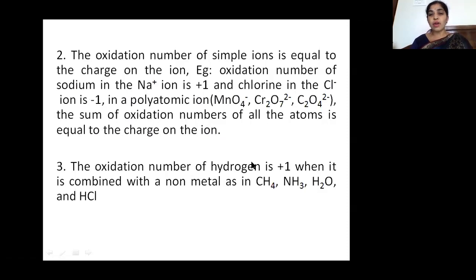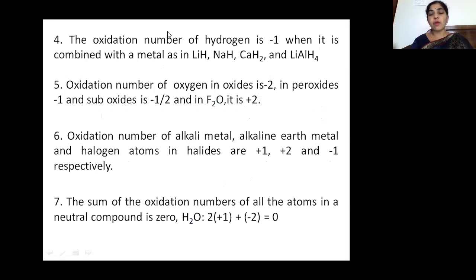The oxidation number of hydrogen is +1 when it is combined with a non-metal, as we see in the case of methane, ammonia, water, hydrochloric acid, etc. But the oxidation number of hydrogen is not +1 when it is combined with a metal, as what we see in the case of lithium hydride, it is -1. Sodium hydride, calcium hydride, lithium aluminum hydride, these all contain -1.